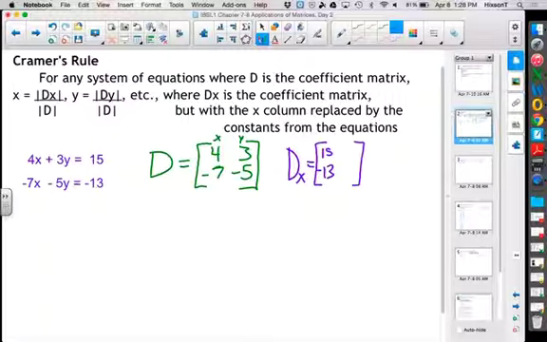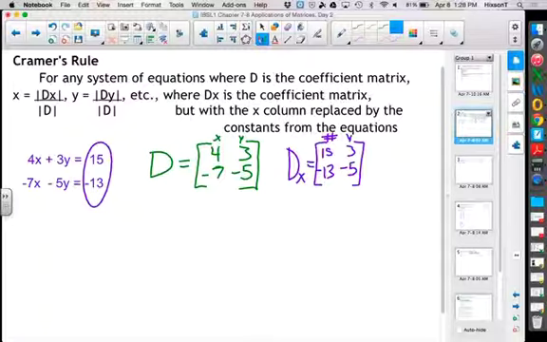Okay? Now, the y's will stay there. We still have the 3 and negative 5. So there's our y's, there's our constant numbers. How do you get 15 and negative 13? 15 and negative 13 come from right here. Those are our constants. So this tells you which column to replace. So for D sub x, we replace the x column with the constants.